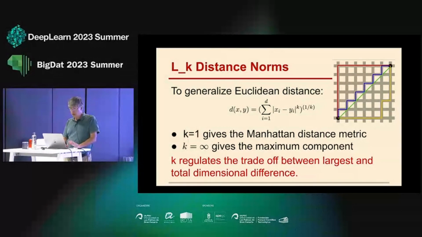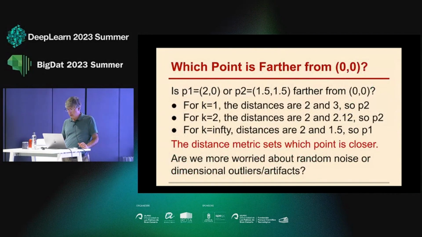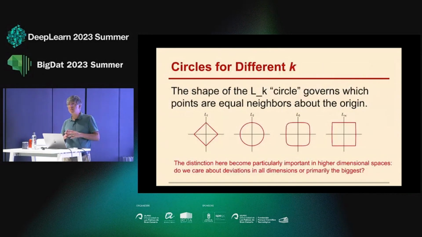Okay? Which is the right k for your application? It depends, okay? But there's no reason why this shouldn't be an experiment that you would want to play with if you're using a nearest neighbor thing. There's a trade-off between whether you're caring about all dimensions being equal, or how much one big deviation counts. Okay, that's kind of the issue. And that basically says the same thing.